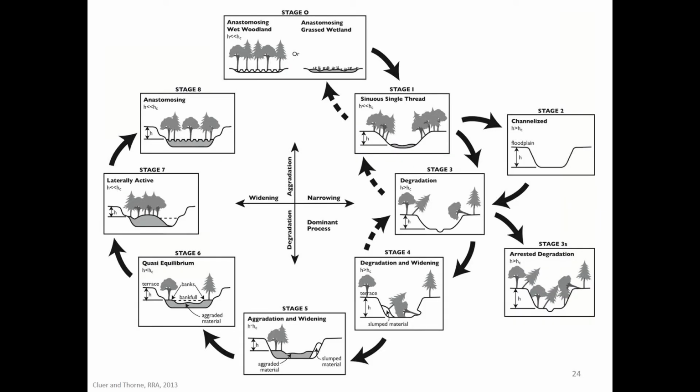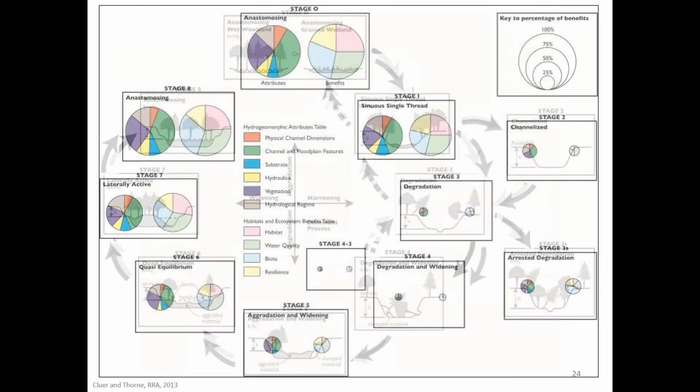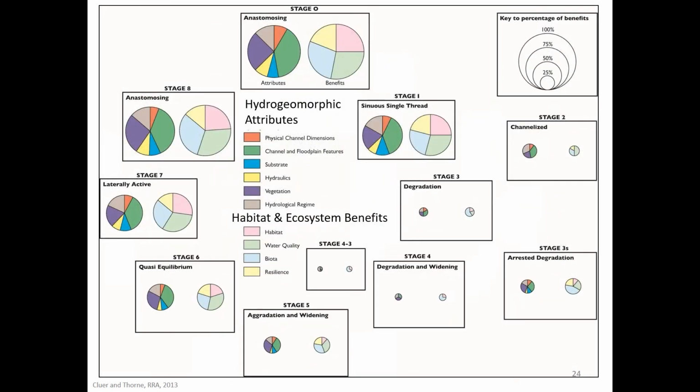So on this framework for geomorphic processes and channel evolution that includes deposition and valleys and floodplains, we can overlay these bubble charts of the delivery of hydrogeomorphic attributes and ecosystem benefits. Each stage gets 2 bubbles. The one on the left is the hydrogeomorphic attributes. The one on the right is the ecosystem benefits and habitat. And the size of the bubbles and the number of colors in them represents their delivery of ecosystem benefits.